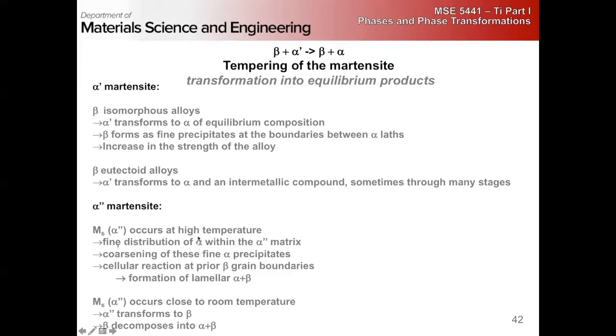All right. So the alpha double prime martensite typically occurs when the martensite start is very high temperature in these alloys. Because the temperature is still relatively high, we have sort of auto-tempering that happens. We end up with a fine distribution of alpha within a matrix of alpha double prime laths, which on tempering will coarsen, and then we'll have reactions at the prior beta grain boundaries to form a lamellar alpha plus beta.